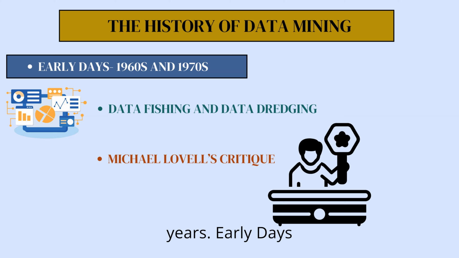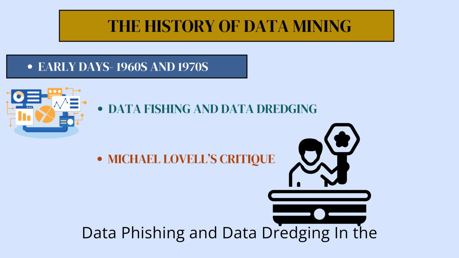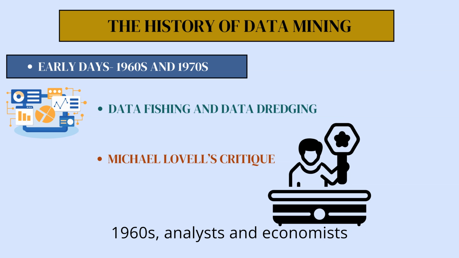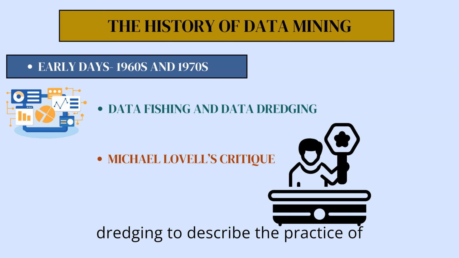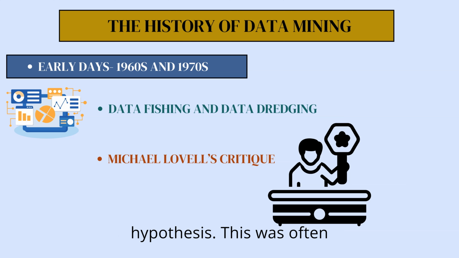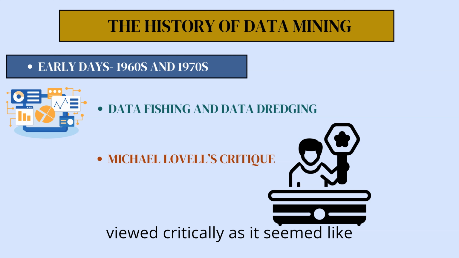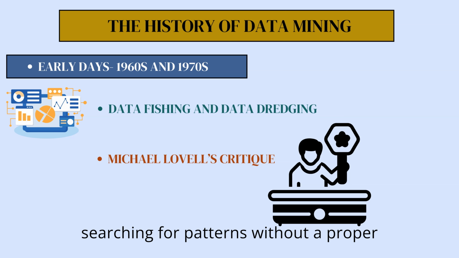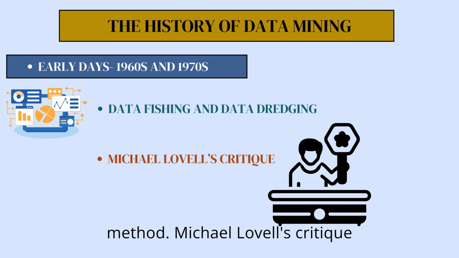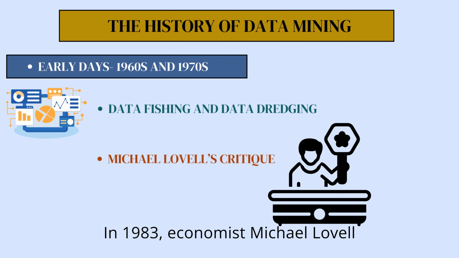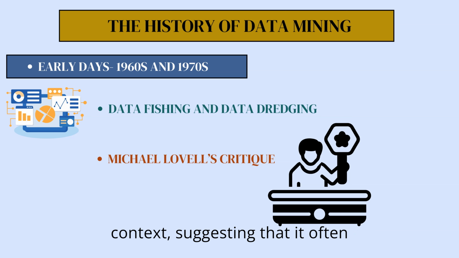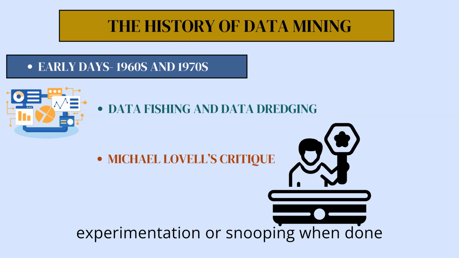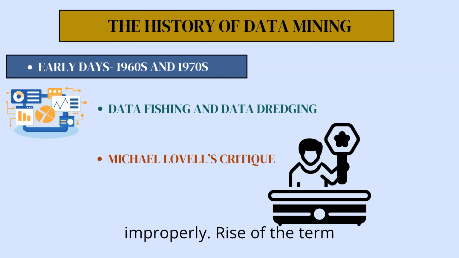Early days, 1960s and 1970s. Data phishing and data dredging. In the 1960s, analysts and economists used terms like data phishing or data dredging to describe the practice of analyzing data without a clear hypothesis. This was often viewed critically as it seemed like searching for patterns without a proper method. Michael Lovell's critique. In 1983, economist Michael Lovell used the term data mining in a critical context, suggesting that it often masqueraded under names like experimentation or snooping when done improperly.